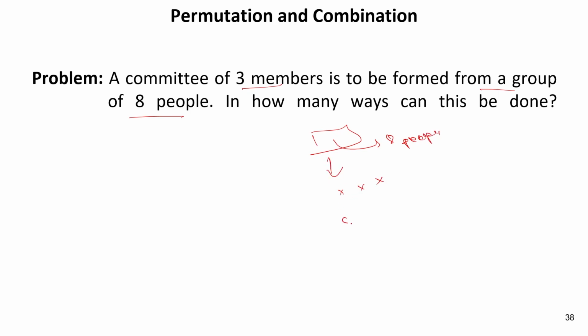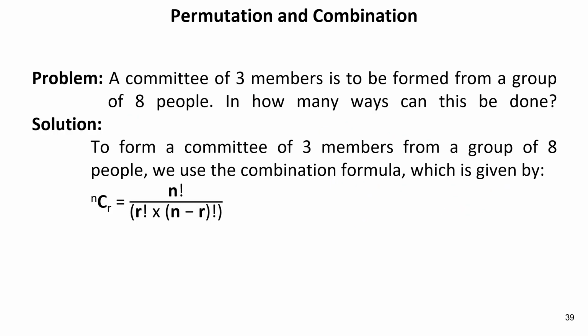For the first you have 8 choices. Since you have already picked one, for the second you have 7 choices. And for the third you will have 6 choices. So it will be 8 into 7 is 56, into 6, which is 336. So this many ways to select 3 people out of 8 to form a committee of 3 members. Or you can also use nCr.